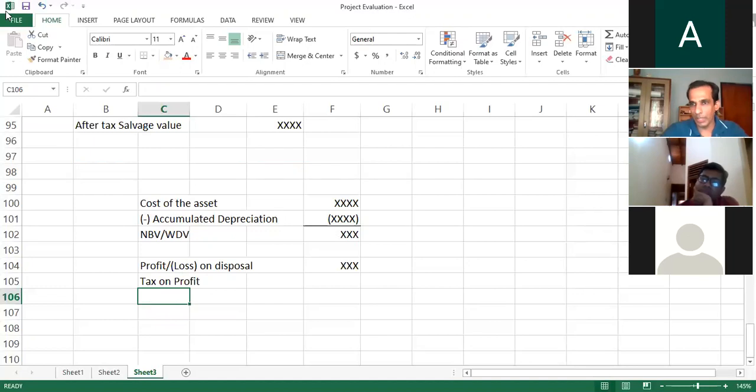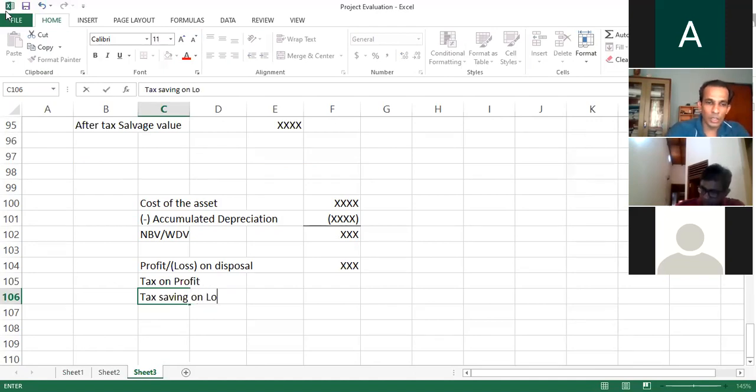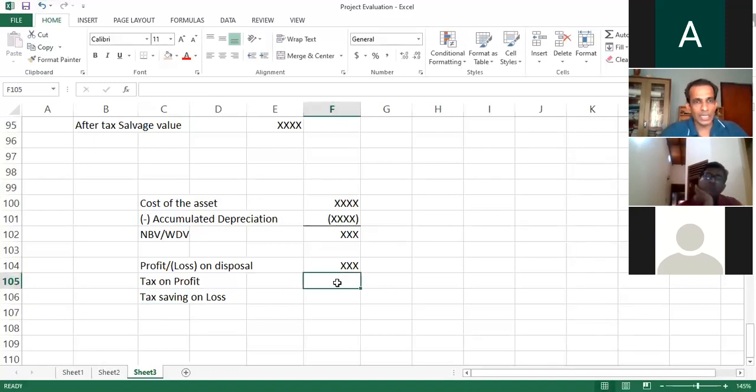Because this is only one project, we have to consider the tax saving. So here I put both values, but there will be only one value when you are doing the real calculation, because there will be either a profit or a loss. Here I have mentioned both. If there is a profit, there will be a tax payment. But if there is a loss, there will be a tax saving. So that should be calculated. In fact, the purpose of doing this working is to calculate this tax value.